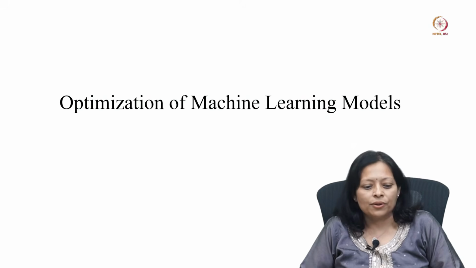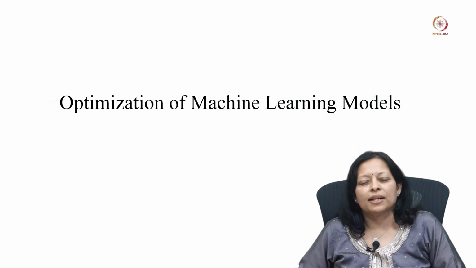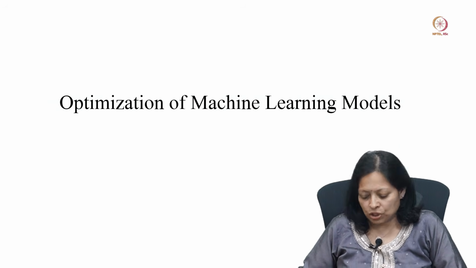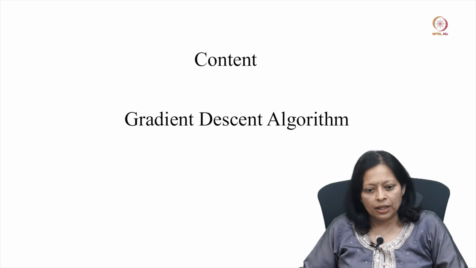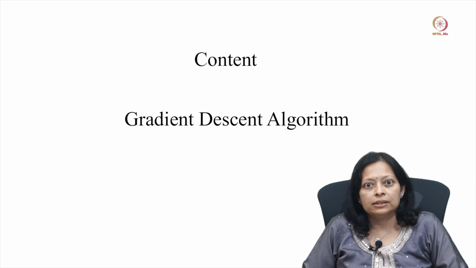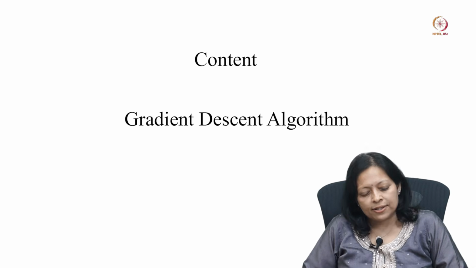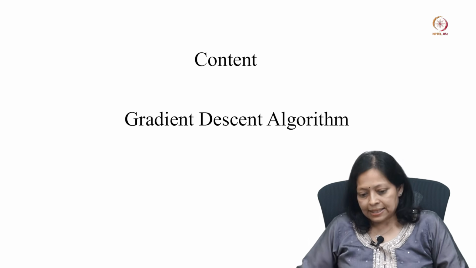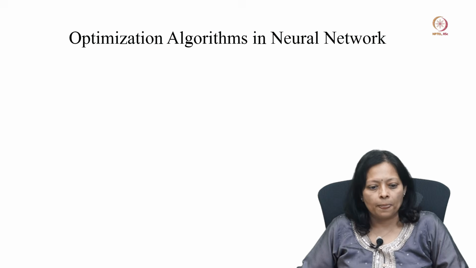And today, in this session, we will discuss the optimization of machine learning models. What exactly optimization means, and what are the algorithms that we use for optimization of machine learning models. So that is the topic of discussion for today's session. In the contents, we have the most important optimization algorithm, which is called the gradient descent algorithm. We will discuss in detail what this gradient descent algorithm is in today's session.